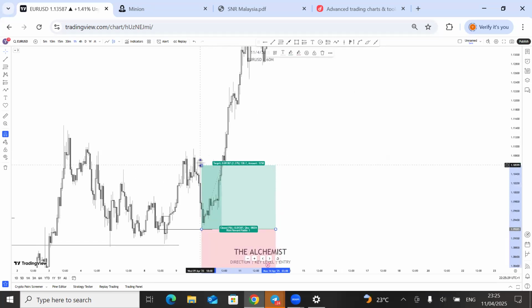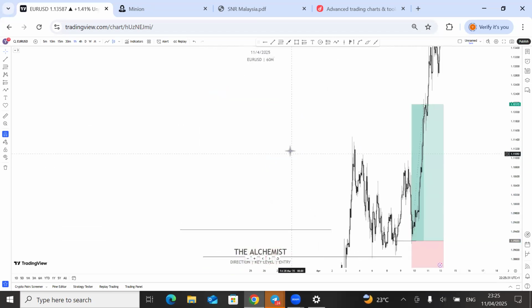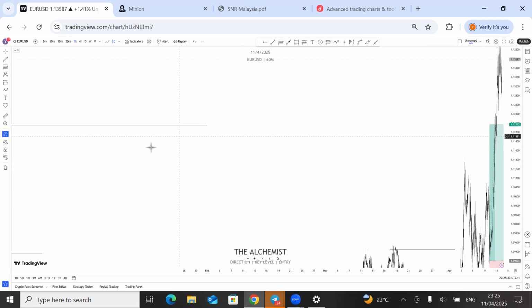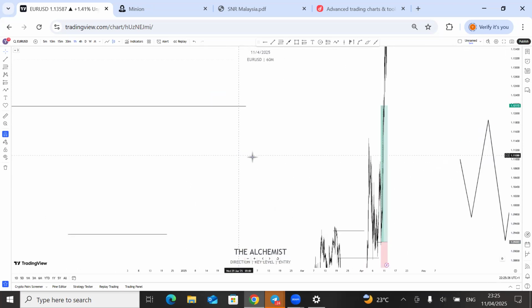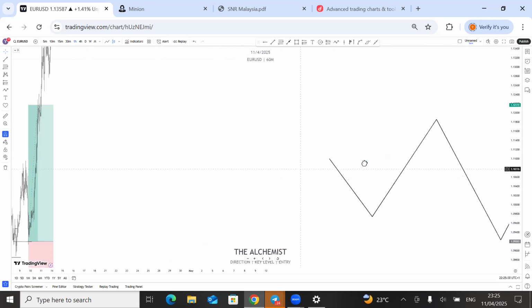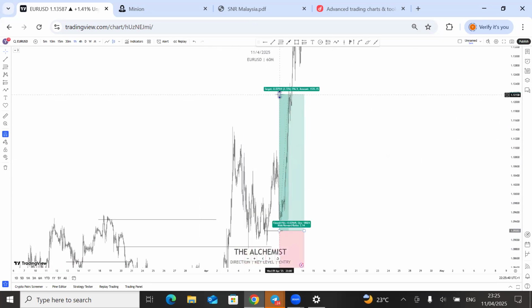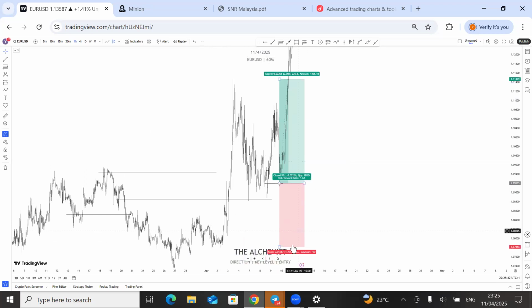Should be a buy from here. We're targeting the next external range high, I think, from this way. If it's known that this was the high, then you should be targeting this one.